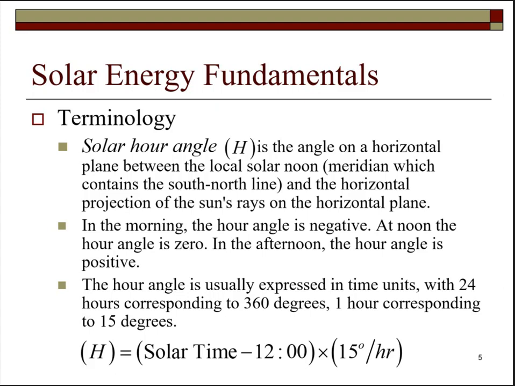Where does the 15 degrees come from? The circumference of the Earth is divided into 360 degrees, and it takes 24 hours for the Earth to make one revolution. Dividing 360 by 24 means the sun will travel 15 degrees around the circumference of the Earth in an hour.